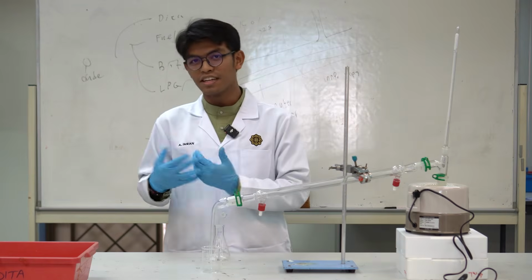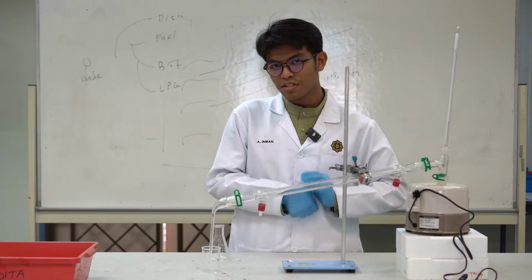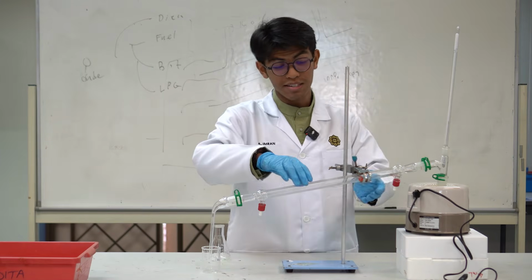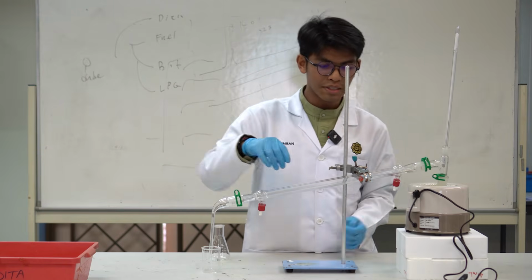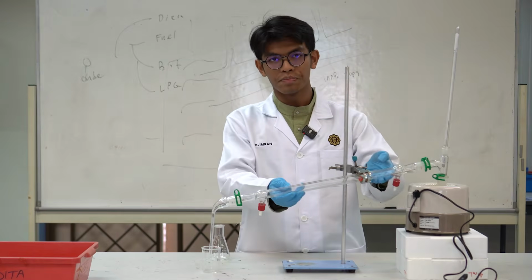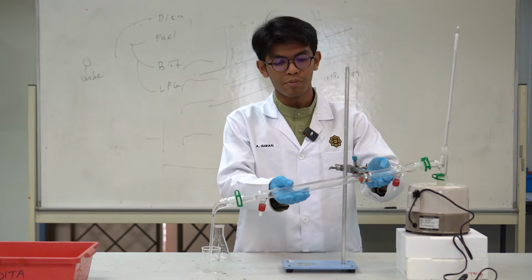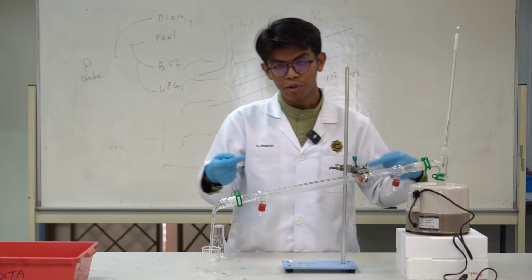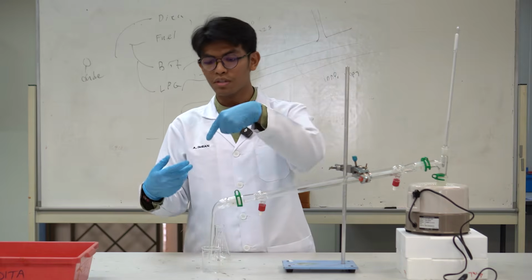Okay, next, as for the precautionary steps, the first precautionary step is about the condensation column. The condensation column must be elevated, pointing downwards at an angle. Why? Because if we put it horizontal, the liquid will be hard to flow into the collecting flask.